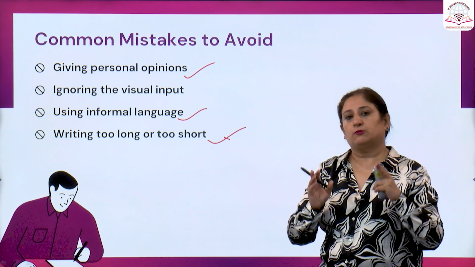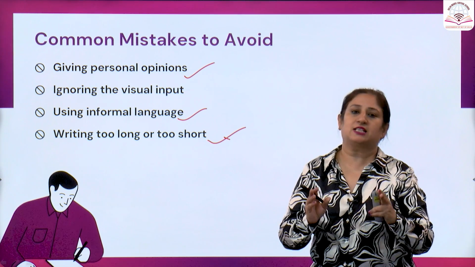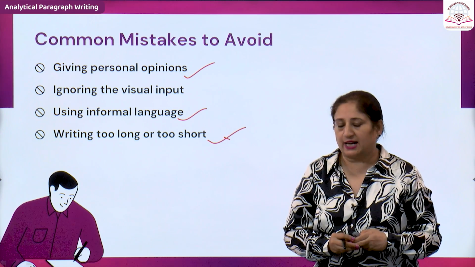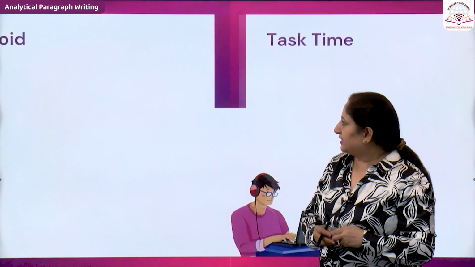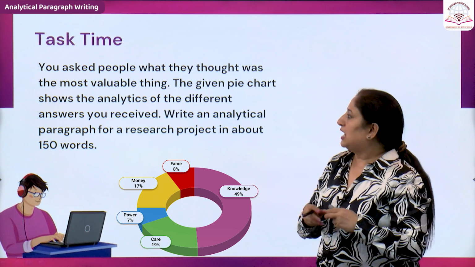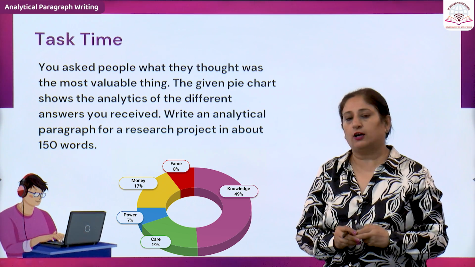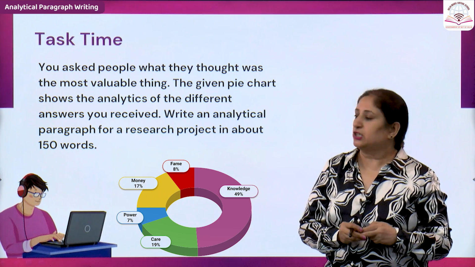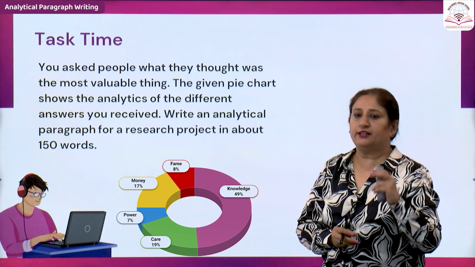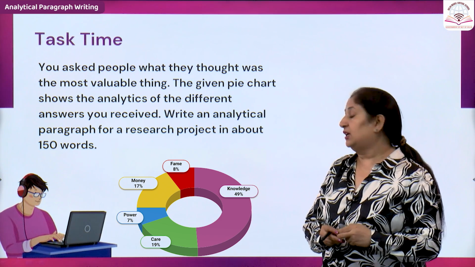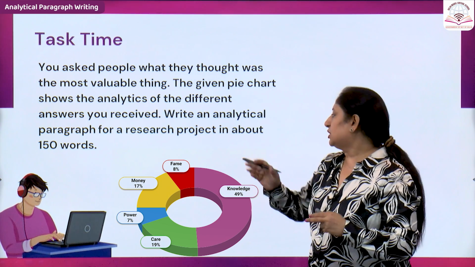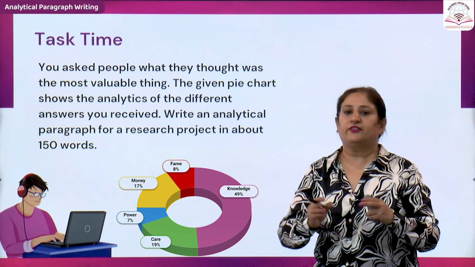We have seen some common mistakes and also discussed some tips for writing an analytical paragraph. It's time for a task now. The task is: you asked people what they thought was the most valuable thing. The given pie chart shows the analytics of the different answers you received. You have to write an analytical paragraph for a research project in about 150 words.